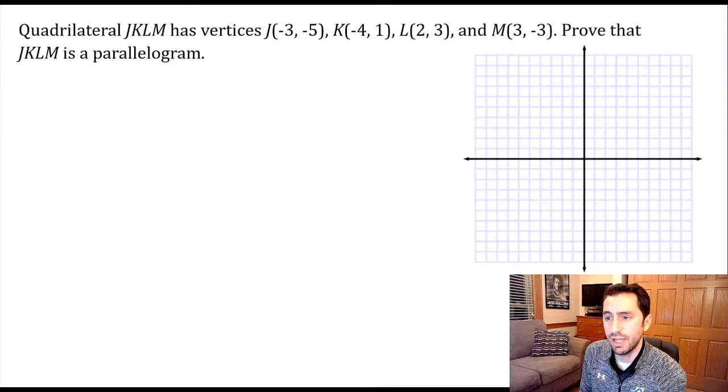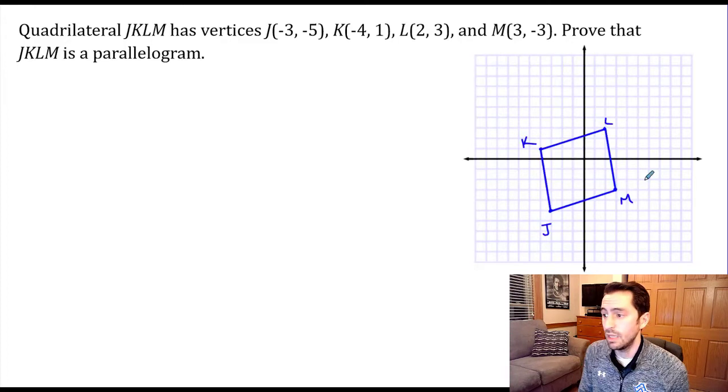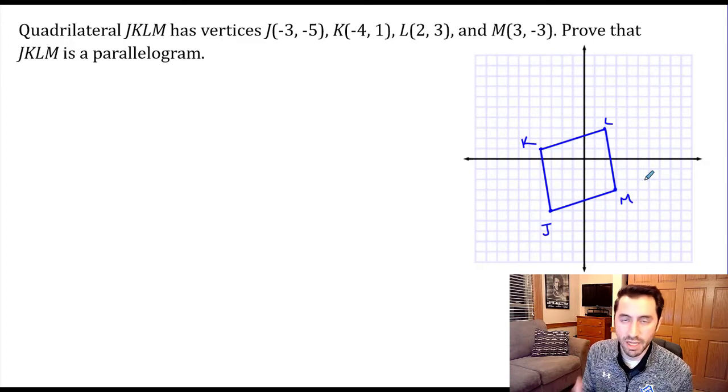So we have quadrilateral JKLM with the vertices -3, 5, -4, 1, 2, 3, and 3, -3. So let me just graph this, and we'll take a look. All right, so I graphed the quadrilateral, and now let's justify that this is a parallelogram. So again, this one doesn't have any horizontal or vertical segments. So for the distances, we would have to go through the process of using the distance formula or the Pythagorean theorem. But I think in this case, let's use the parallelogram diagonals converse. So that involves the diagonals having to bisect each other.